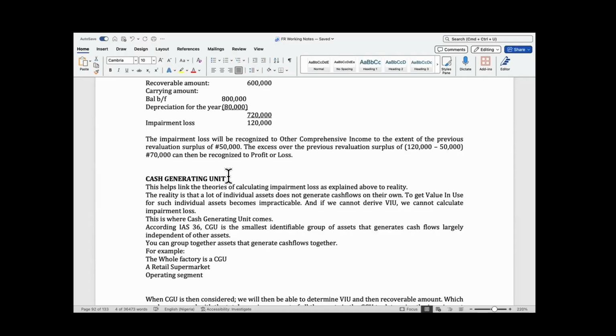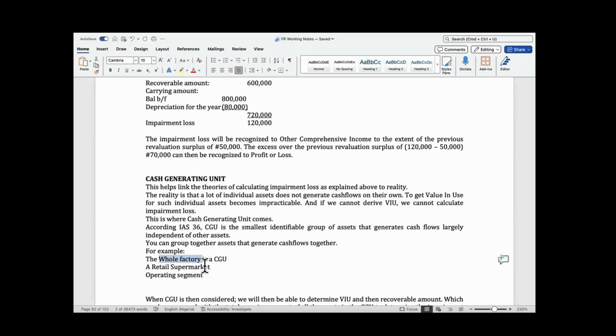Then the practical solution is cash generating units, where you will need to consider a lot of assets together. Instead of looking at that asset in isolation, why don't you look at a whole lot of assets that make money together so that you can get their cash generating unit, since they make money together. And a practical example is if you're speaking to a company that runs a factory, then you should be looking at the whole factory as a CGU.